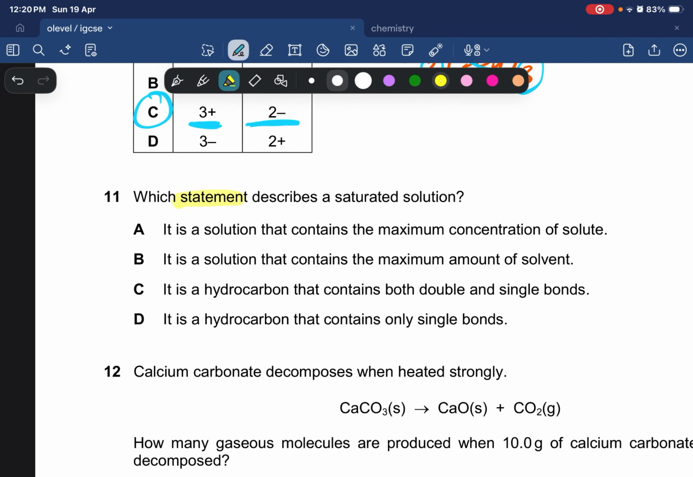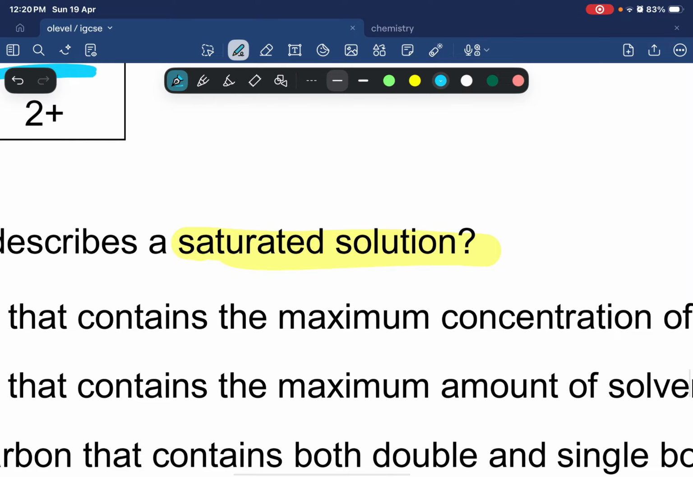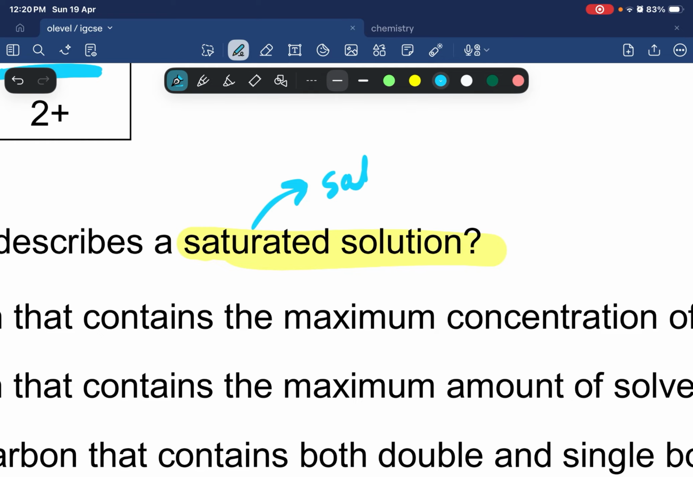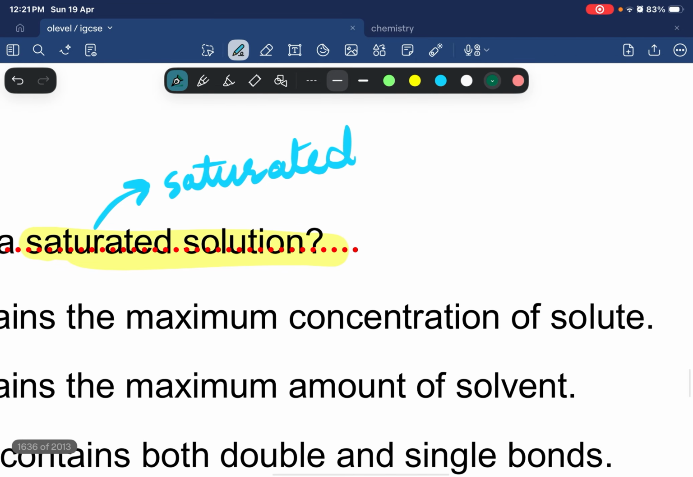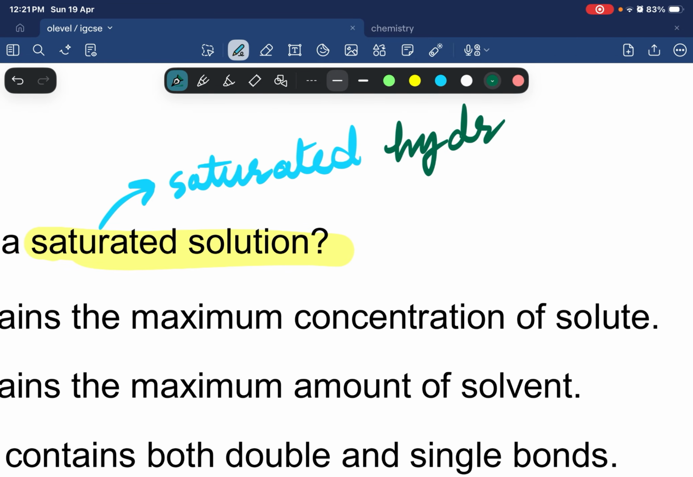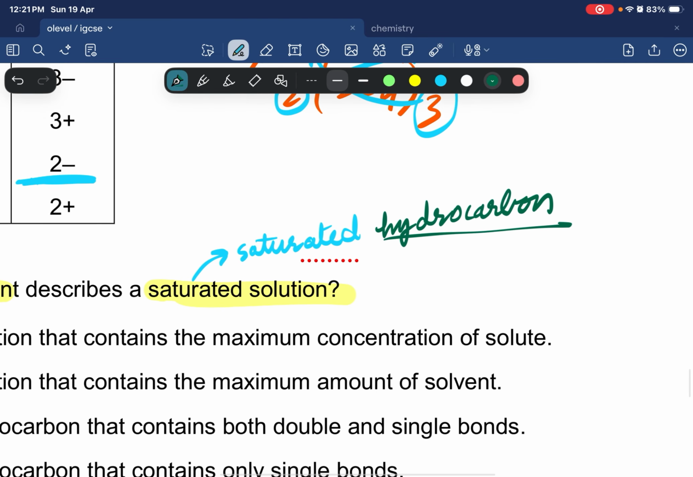Which statement describes a saturated solution? Saturated solution means maximum amount of solute is dissolved. Now there's a difference between a saturated solution and a saturated hydrocarbon. Saturated hydrocarbon means they're carbon-carbon single bonds only. That is what a saturated hydrocarbon means. But a saturated solution means that maximum amount of solute is dissolved. Got it?